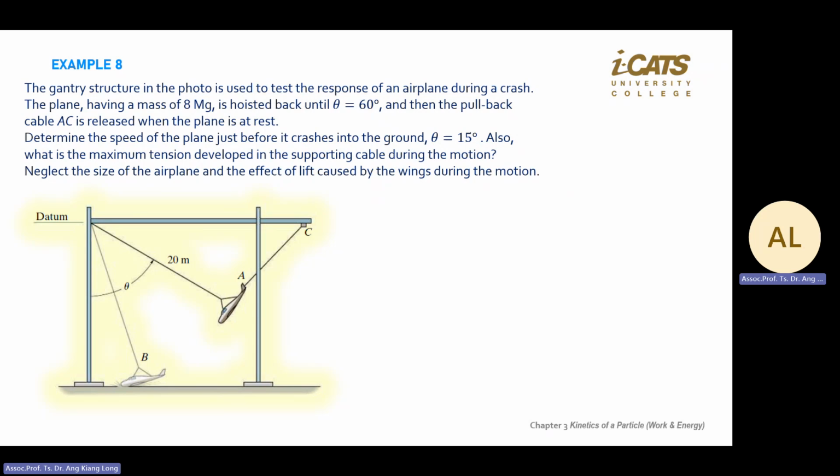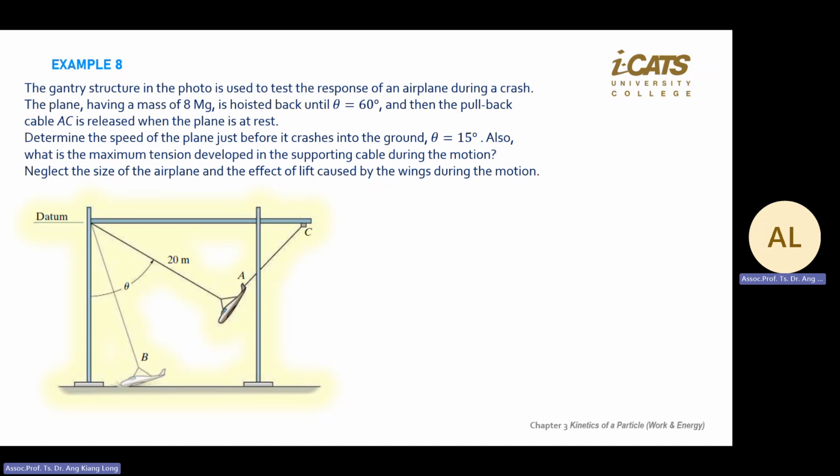And it is hoisted back until the angle equals 60 degrees. So on the diagram, you pull back 60 degrees. And then the pullback cable is released when the plane is at rest, meaning you cut the cable AC. Determine the speed of the plane just before it crashes into the ground at an angle of 15 degrees. So you change from 60 degrees to 15 degrees.